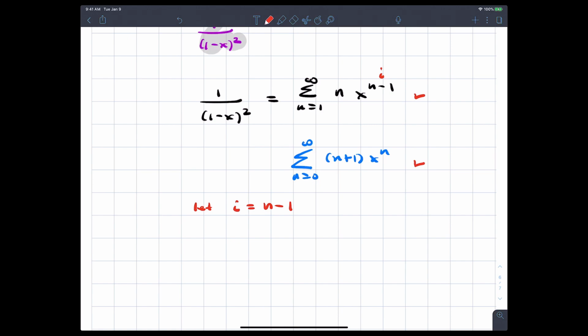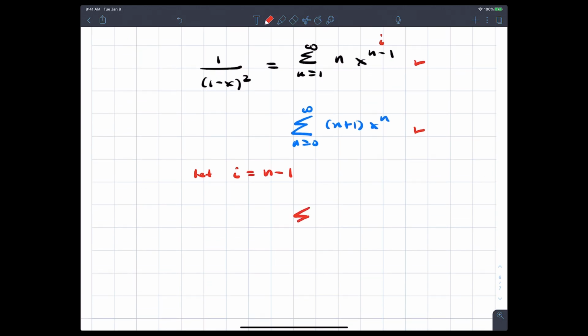So if i is n minus 1, from here we get x to the i now. But using some algebra, if you solve that for n, you get i plus 1 is n. So over here, because you have an n, they replace that with i plus 1. And then you say, okay, but what about the starting point? Well, you start here with n is 1. So if n is 1, i becomes 1 minus 1, or i becomes 0. So now you say this is i is 0.